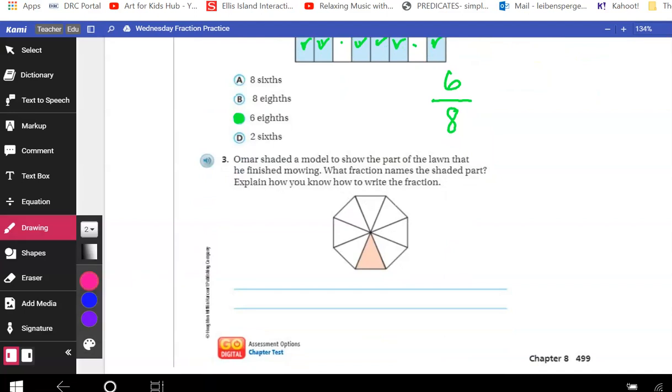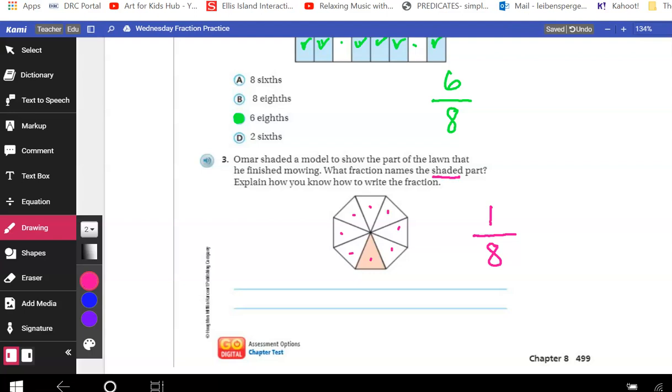Omar shaded a model to show the part of the lawn that he finished mowing. What fraction names the shaded part? Explain how you know how to find the fraction. So I'm going to underline the word shaded. I'm looking at that because I know that I needed to focus on the shaded part. And I see I'm going to count these carefully because I have a lot of pieces. 1, 2, 3, 4, 5, 6, 7, 8 total pieces. And I know that there is one that is shaded. And so I know that he mowed 1/8 of his lawn.